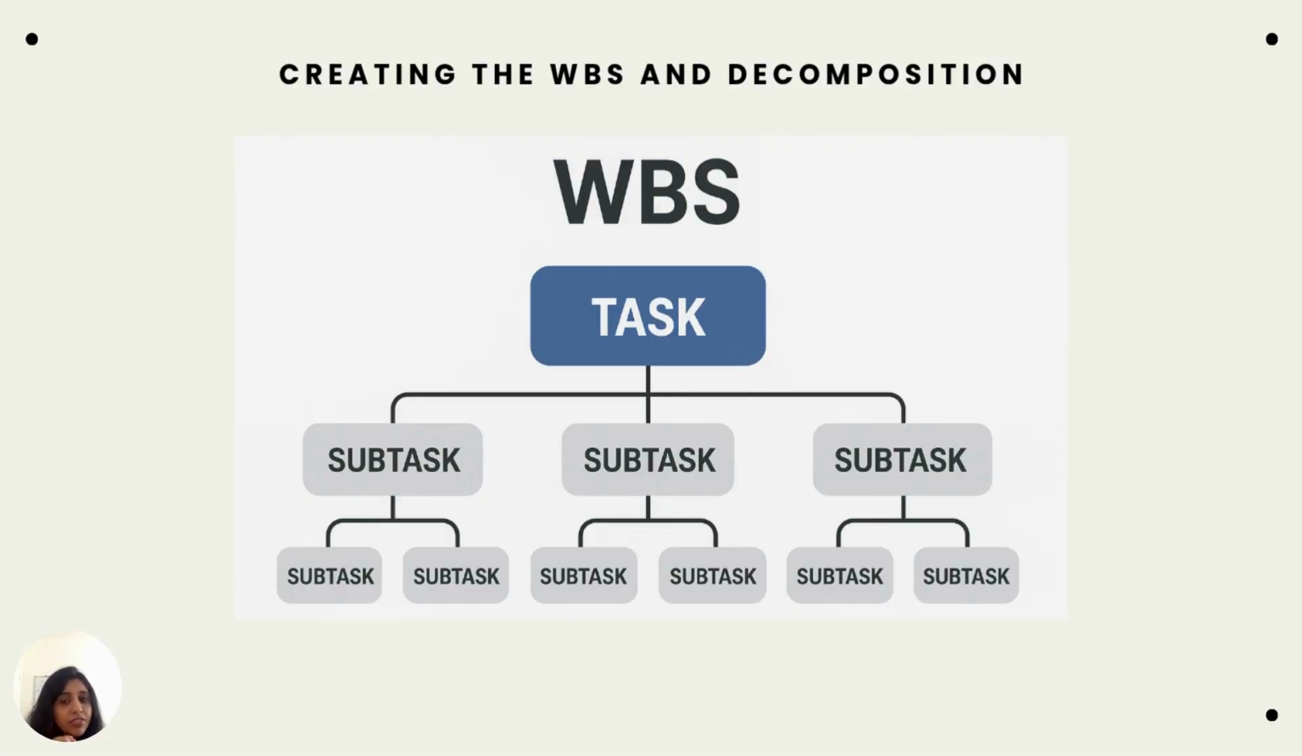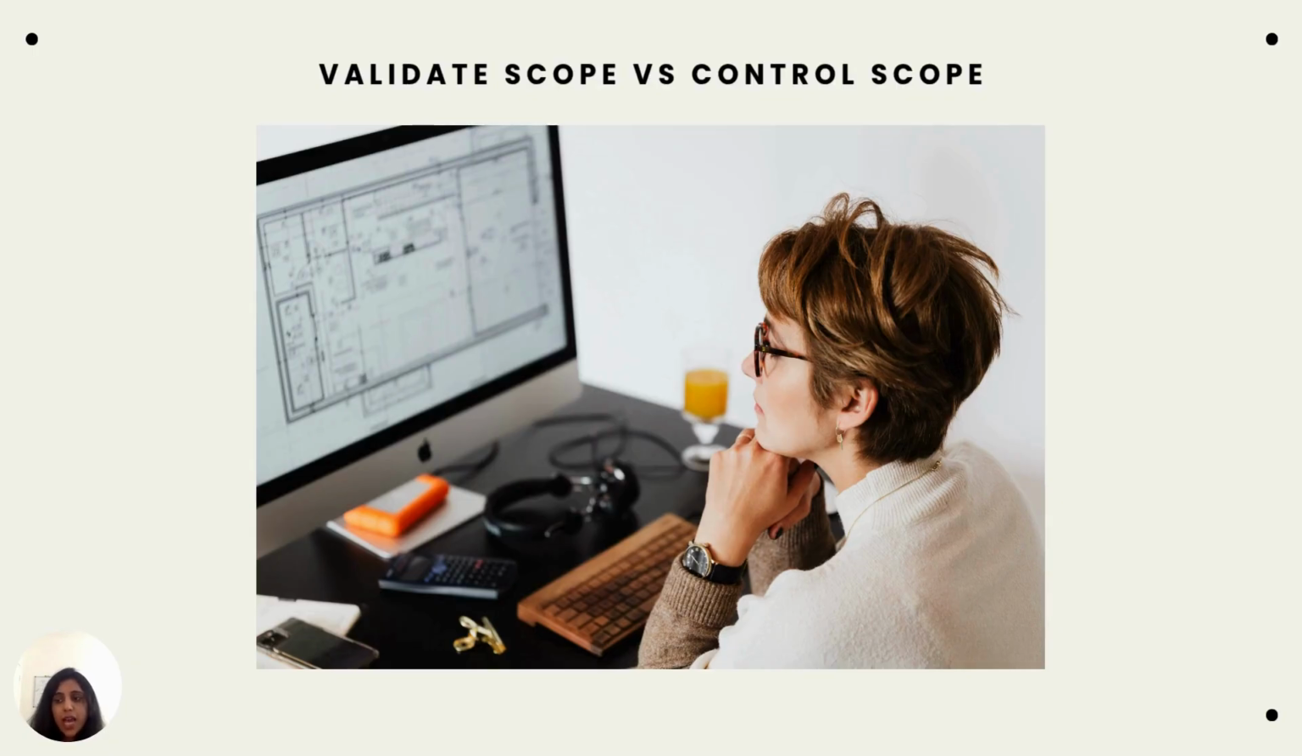Now we have the work defined and broken down. Our final two processes are how we ensure the work gets done and accepted without unauthorized changes. So that is validate and control scope. The final two processes are easily confused, but they are used at different times and for different reasons. If you come across any questions regarding validating the scope or control scope, keep this in mind because these two terms are very interchangeably used, but they are quite different from each other.